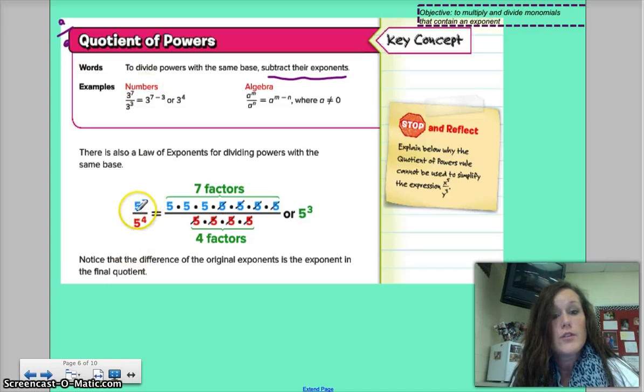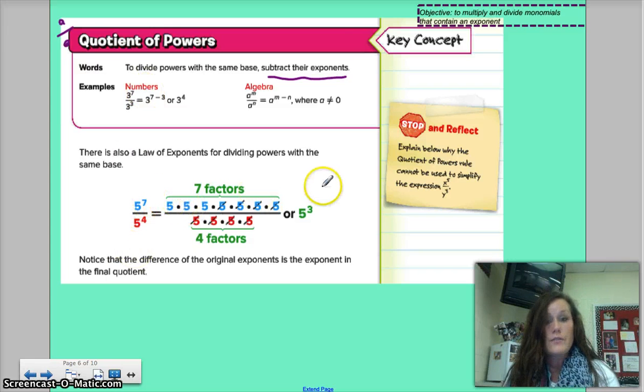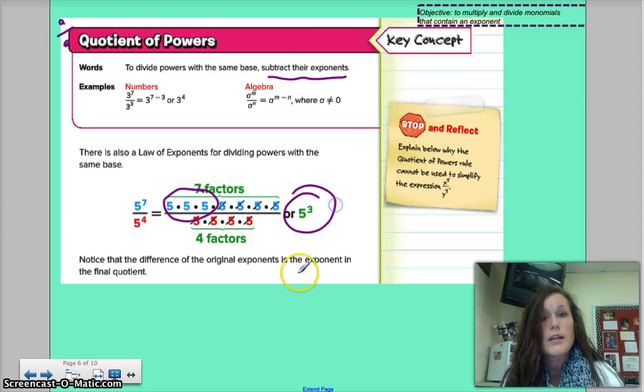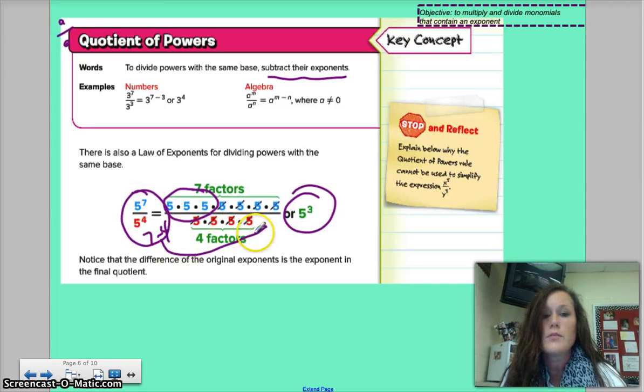Looking at this here, you can see 5 to the 7th has 7 5s, divided by 5 to the 4th is 4 5s. If you cancel them out like they've done here, you're left with these 3 5s. So that is represented as 5 to the 3rd. Again, 7 minus 4 is 5. That's where, I'm sorry, 7 minus 4 is 3. Wow, that's terrible. All right, so 5 to the 3rd.